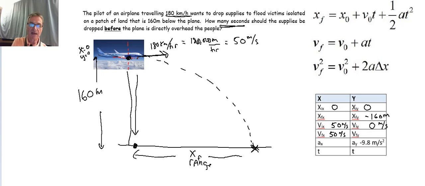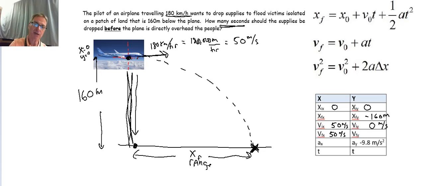The pilot's going to have to drop the package at some position, say over here, in order for that package to actually make it to the people on the isolated island or wherever they are. Okay, and so the pilot's going to have to drop that package long before the pilot actually gets over the patch of land.